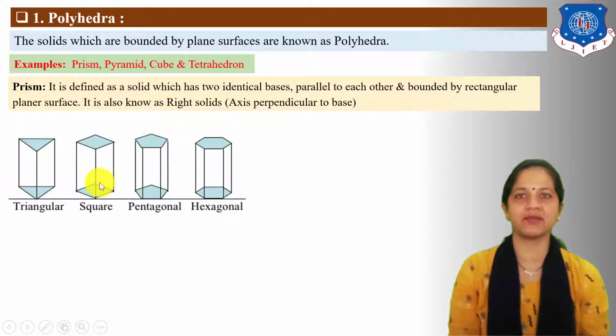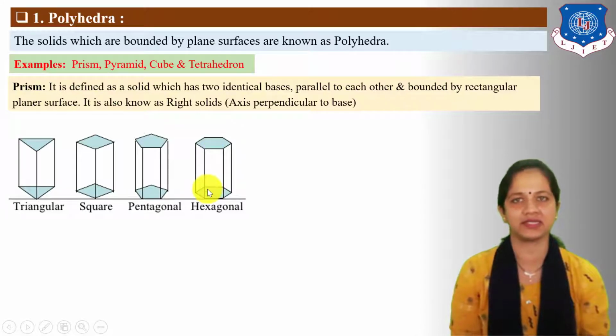Here you can see the examples of prisms. This is triangular prism in which the shape of base and top face both are same and which is triangle. This is square prism in which the shape of base and top face both are same and which is square. This is pentagon prism in which the shape of base and top face both are same and which is pentagon. This is hexagon prism in which the shape of base and top face both are same and which is hexagon.